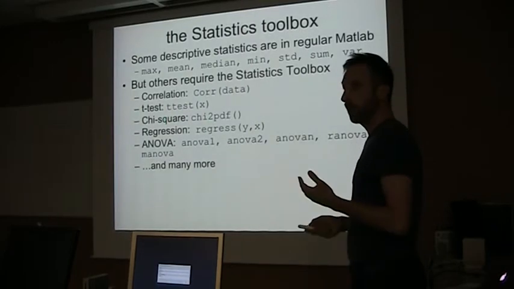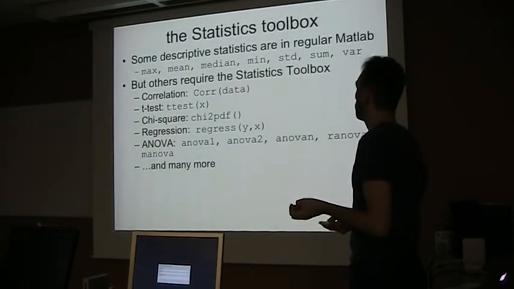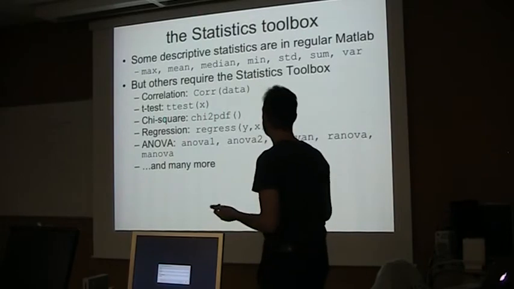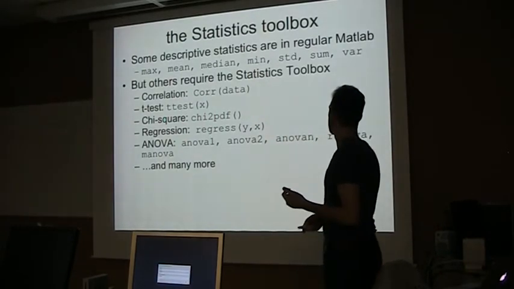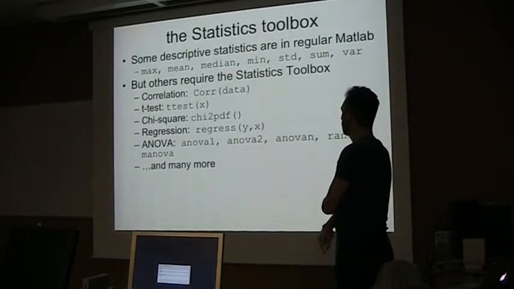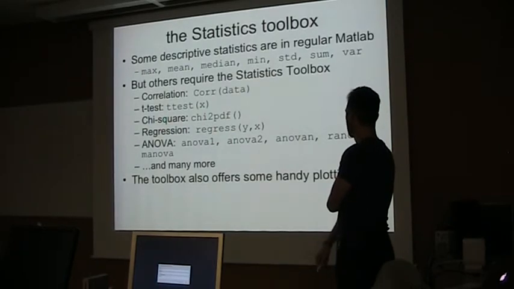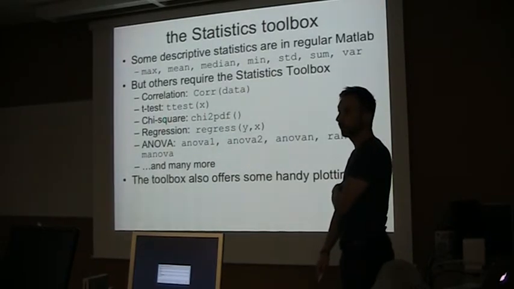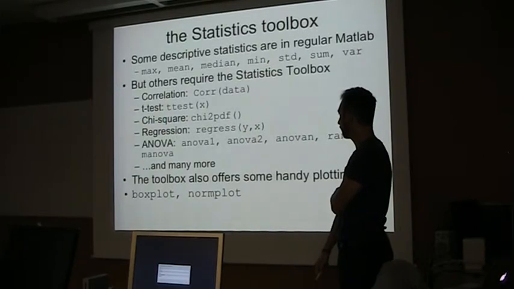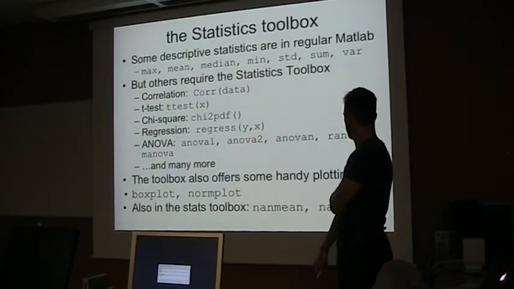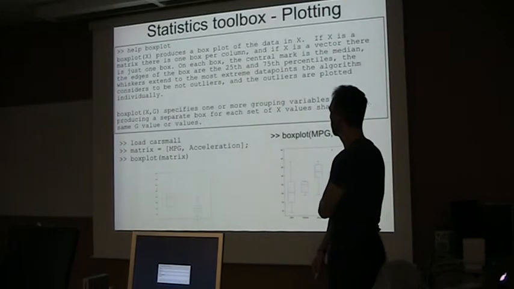But for others, you require a statistics toolbox, and some are very important. For example, if you want to do a correlation or a t-test or an ANOVA, these kind of things, and much more. And you can do very nice plotting with the statistics toolbox, like boxplots and normplots, and you're going to see now how this works.